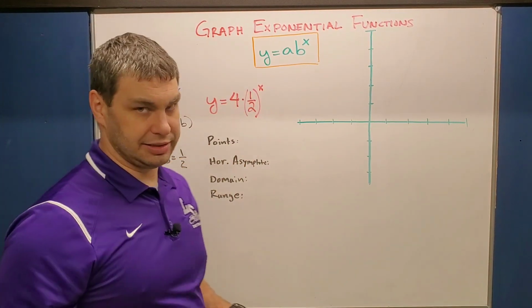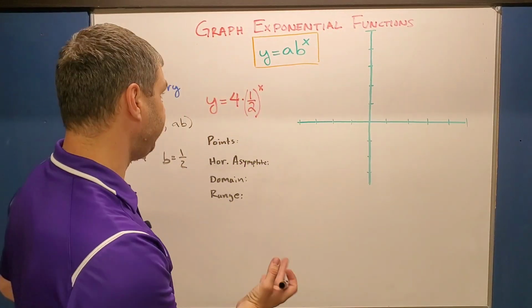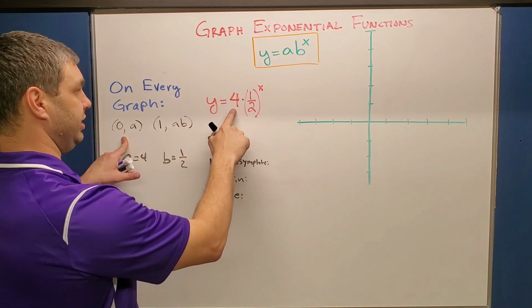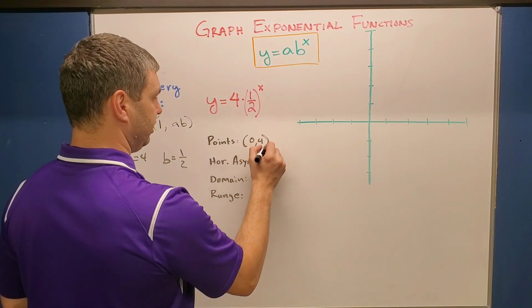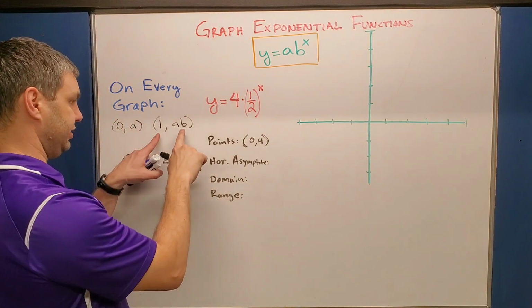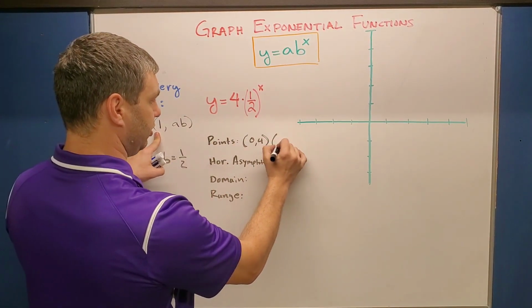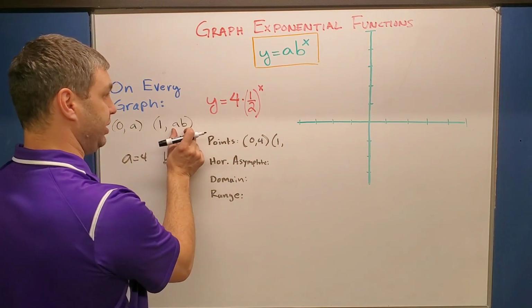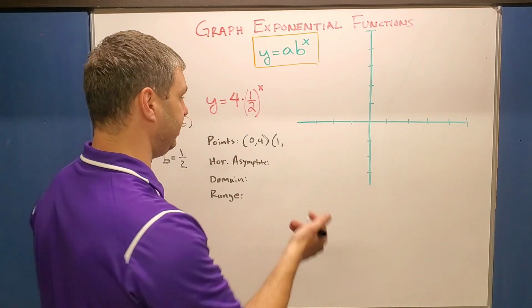Okay, so again, that's important because always that 0, a is going to be on our graph. And in this one, 0, a is going to be 0, 4. All right. So I might put that out here, 0, 4. And then the other point that's going to be on there is 1, ab. So 1, and then a times b for us. Well, 4 times 1/2, or half of 4, you might think, is 2.